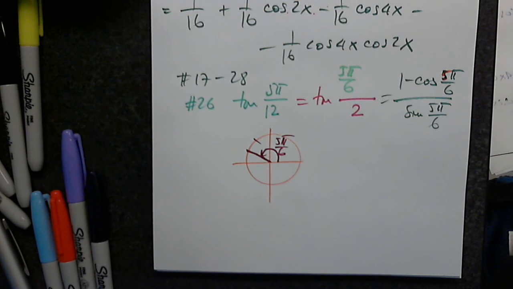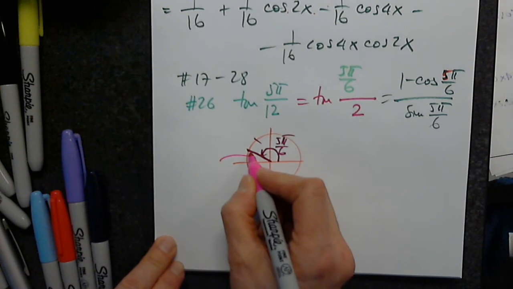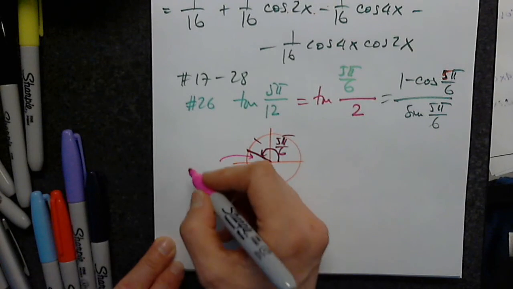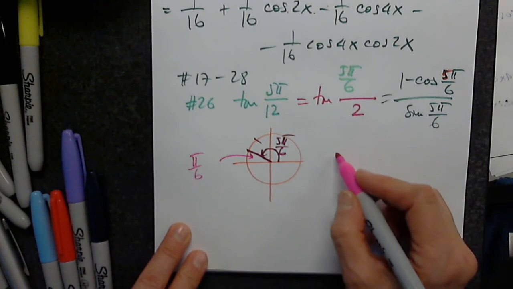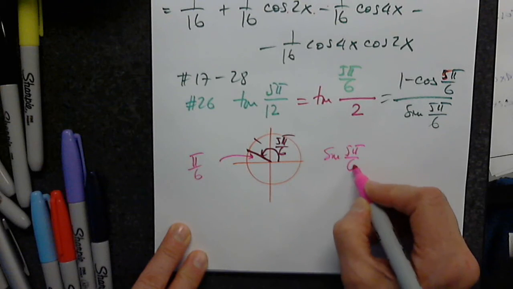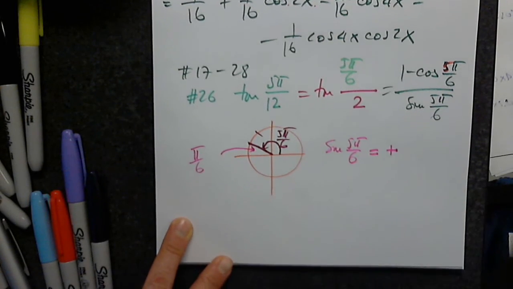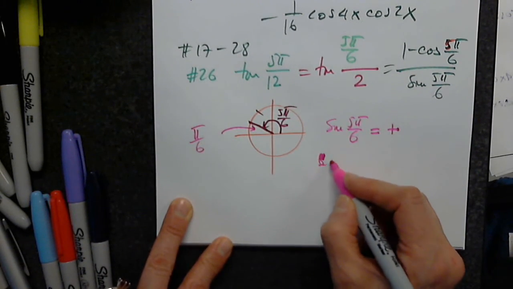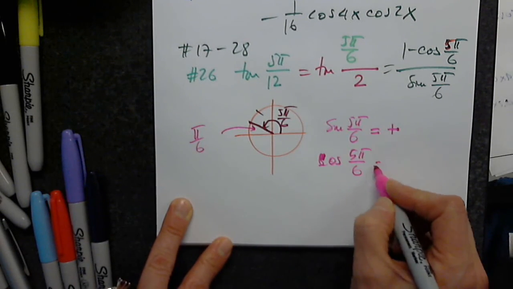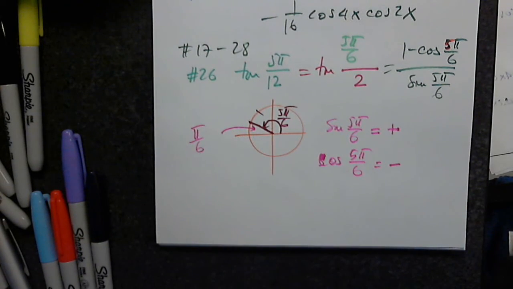Once I identify that, what will be my next step? And this is a review for the test. The cosine is negative and the sine is positive. Yes, you're right. But what do I need now? What is the reference angle? Good. So indeed, sine 5 pi over 6 equals positive, and you'll tell me what, and cosine 5 pi over 6 equals, as you said, minus, and you'll tell me what.